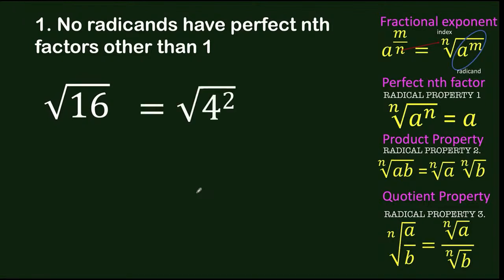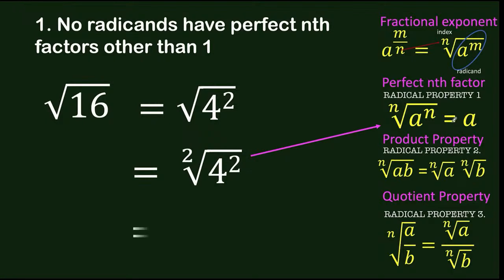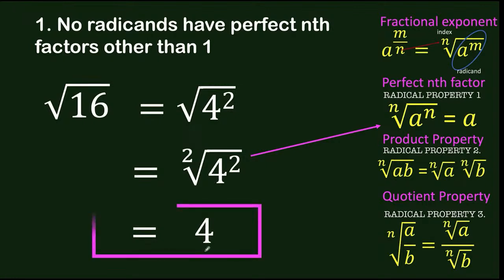Notice that 16 can be written as 4 squared. And so, you now have here a case when you have the index and the exponent are the same, which is exactly the form of the perfect nth factor form. Therefore, this can still be simplified as the base a. In this case, our a is 4. So the simplified form of square root of 16 is 4.